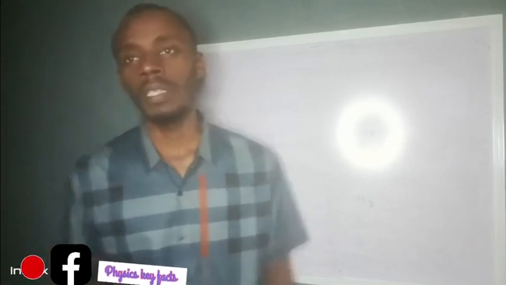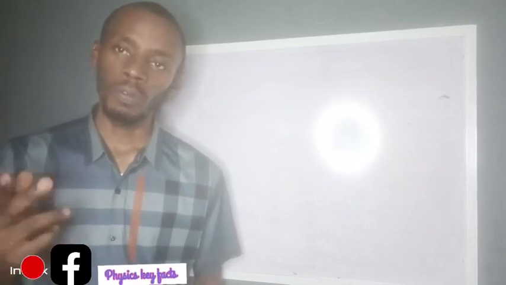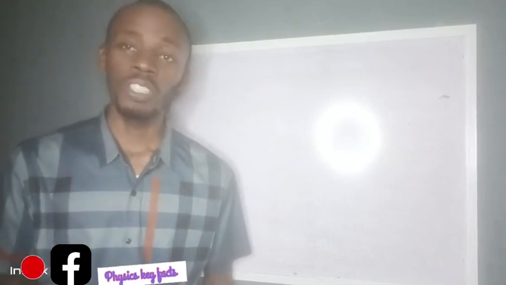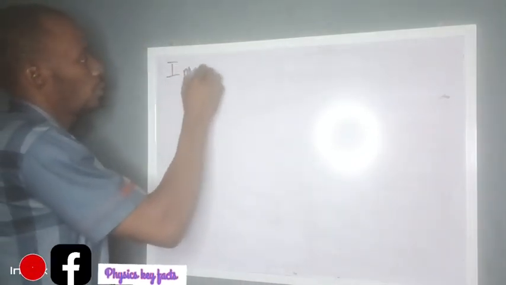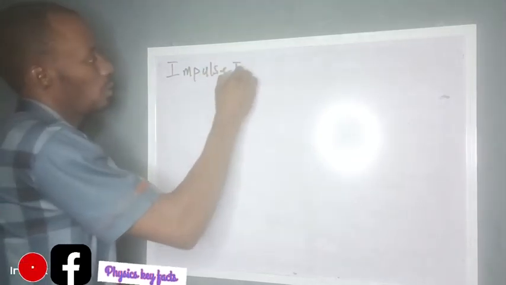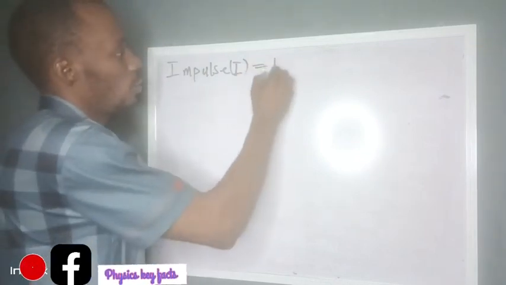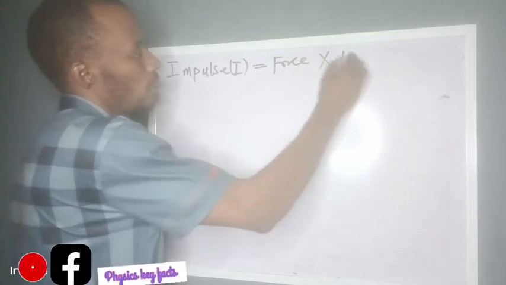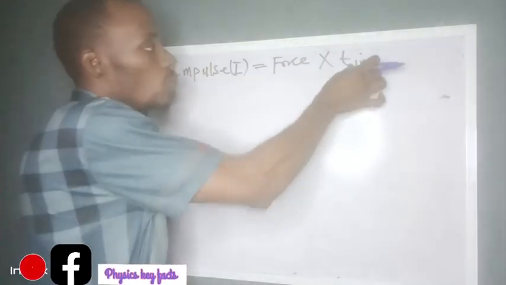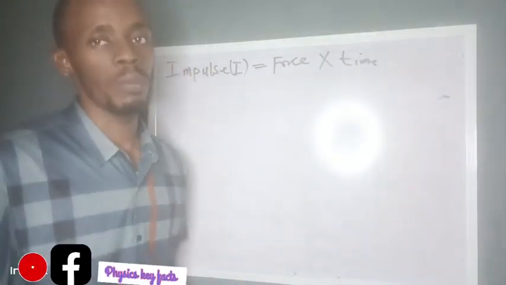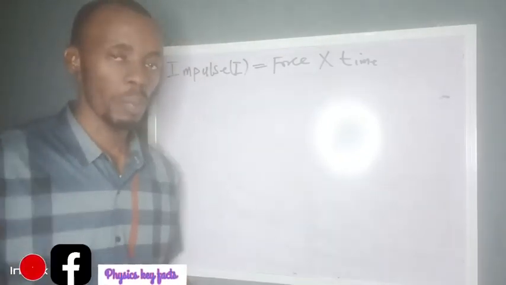Impulse is a subtopic in linear momentum. So what is impulse? Impulse is simply the product of force and the time taken to bring about change in momentum. Impulse is simply represented with the letter I, is equal to force and time taken to bring about change in momentum. Please note the time taken to bring about change in momentum. So for impulse to have occurred, there must be a change in momentum.